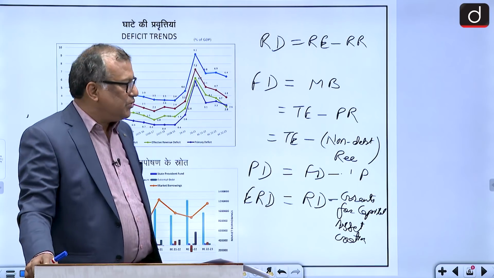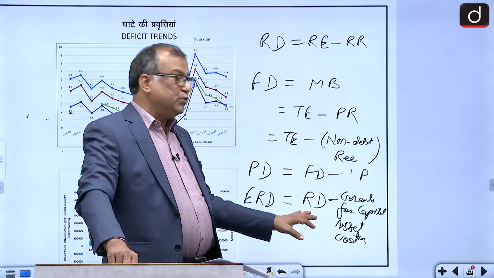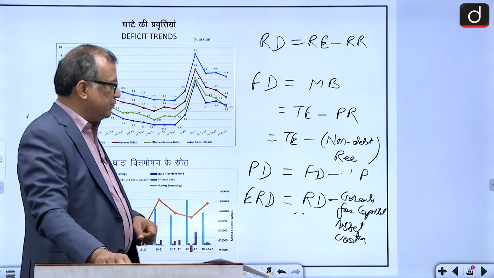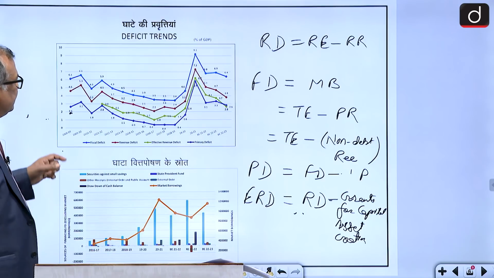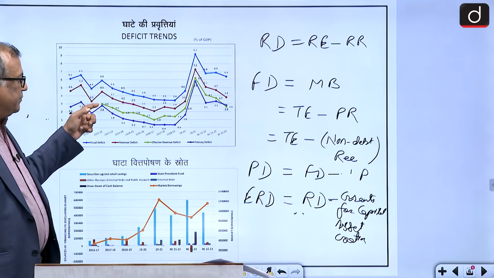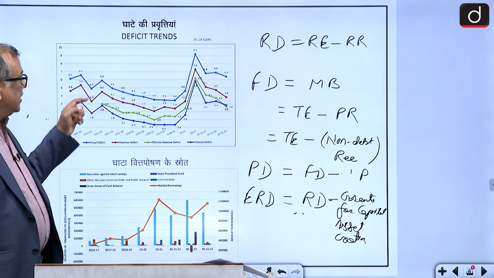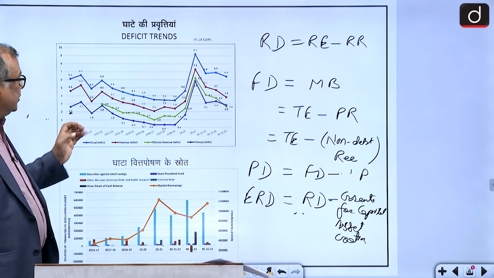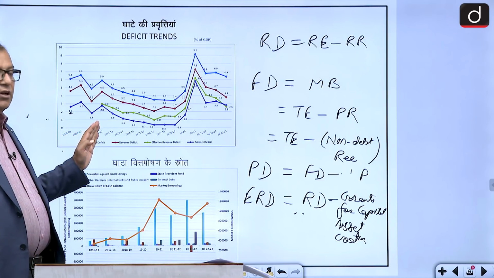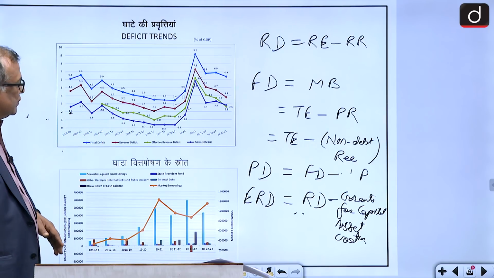So, if that grant amount which is given by the center to the state is reduced from revenue deficit, the remaining part of the revenue deficit is called effective revenue deficit. So, naturally effective revenue deficit would always be less than revenue deficit. Effective revenue deficit has been shown with green color, revenue deficit with red color. So, starting from 2011-12, we have a trend line of effective revenue deficit also.